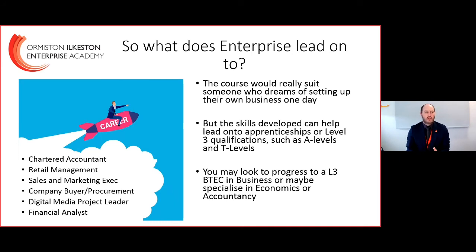But in terms of business courses, there's level 3 BTECs that you can naturally progress onto from this current level 2 BTEC. You could equally look at doing A-levels in economics or business studies or accountancy. They're all options as well. And in terms of the number of jobs that could lead into, there are tons, and I've highlighted a few here, like the chartered accountant, retail management, sales marketing executive, a company buyer, or somebody that works for a business that goes out and sources the different products and then eventually, hopefully, they go on sale within their stores or online. Digital media is a huge area at the moment, and particularly digital marketing.